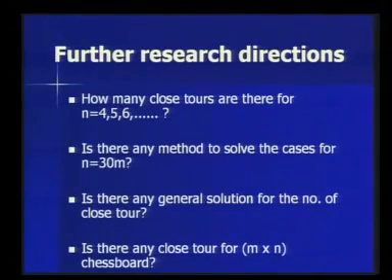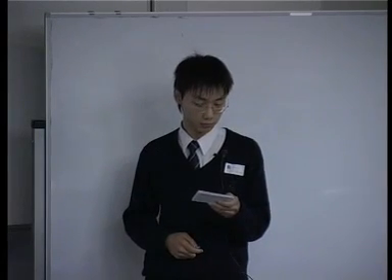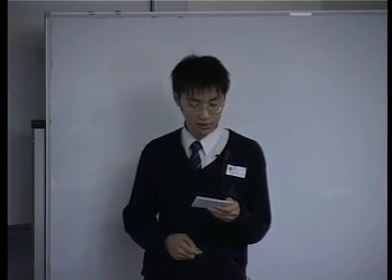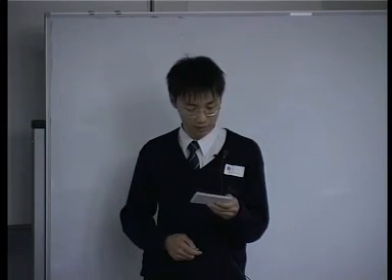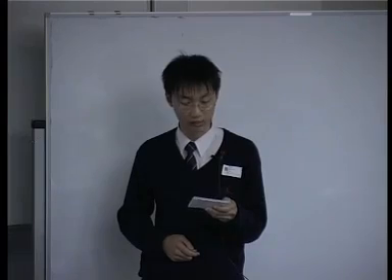For the future research directions, we may consider, first, how many closed tours are there in square chessboards when n equals 4, 5, and so on? Second, is there any method to solve the cases for n a multiple of 30? Third, is there any general solution for the number of closed tours in an n times n chessboard? Fourth, is there any closed tour for an m times n chessboard for different values of m and n?